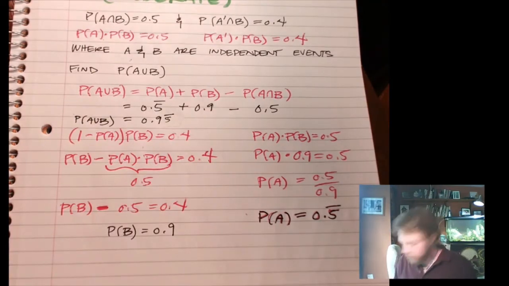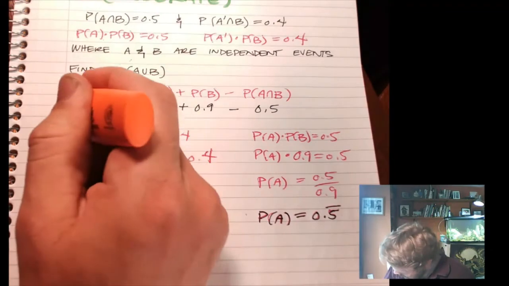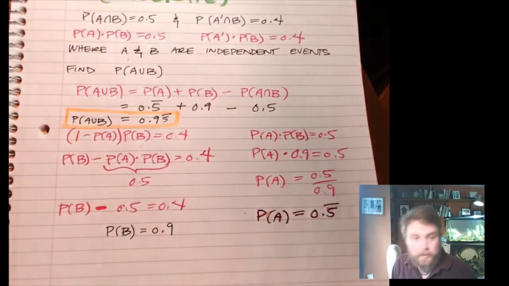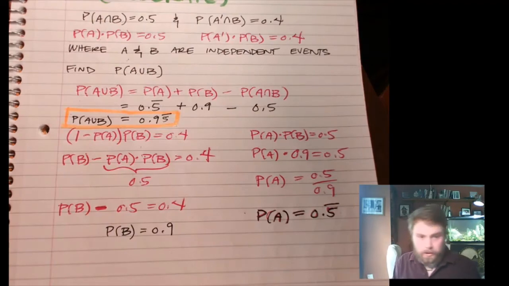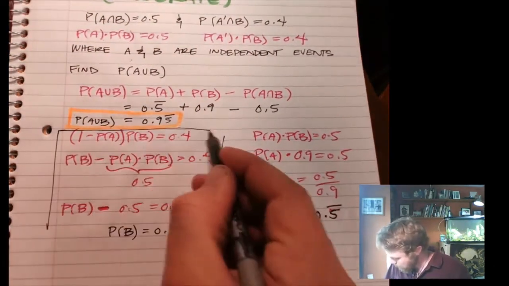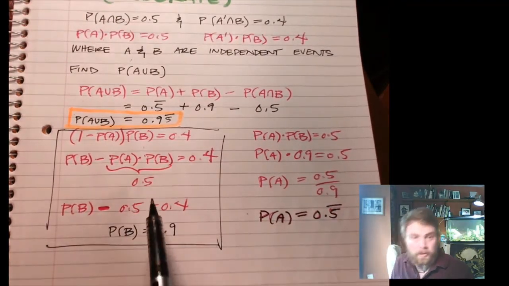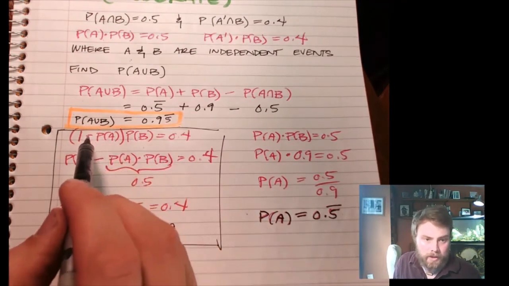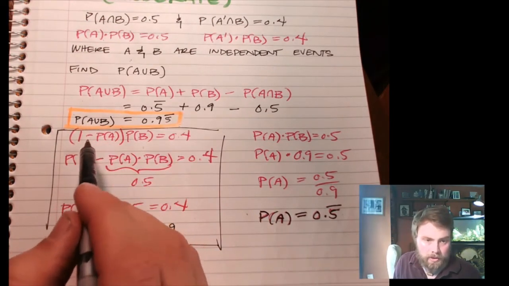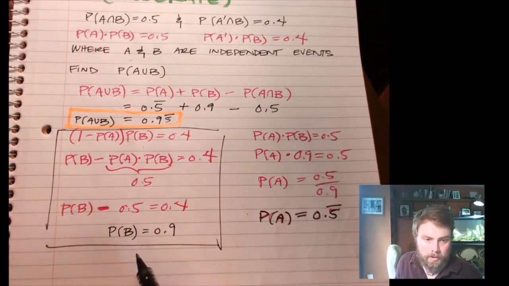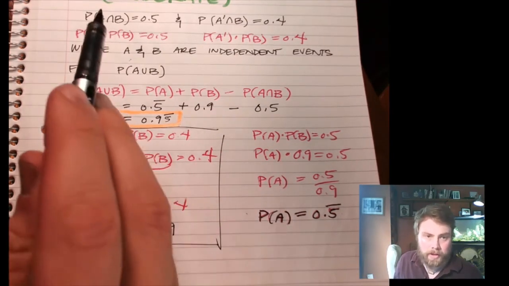Kind of jumped around there a bit. It started with this, from one of the pieces of information given, and then this was kind of the key to unlocking this, is replacing not A with 1 minus A. And then we can solve for B, plug that into the other equation.